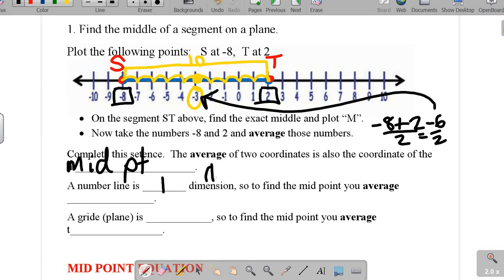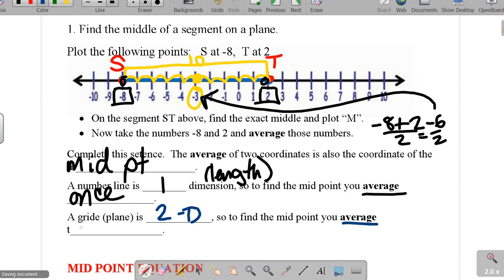Now, a number line is only one dimension. That means it's just length. So to find the middle between S and T, we only had to average once. But a grid or a plane is two dimensions. So to find the midpoint on a grid, you have to average twice.